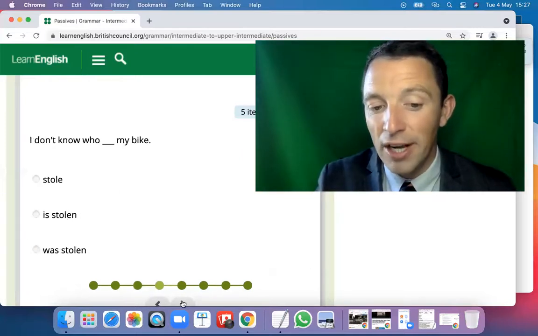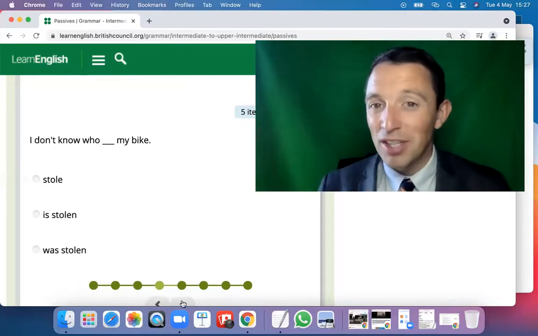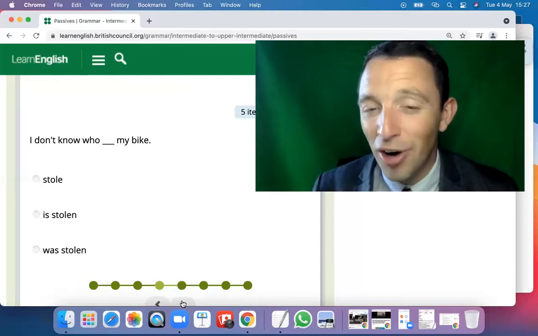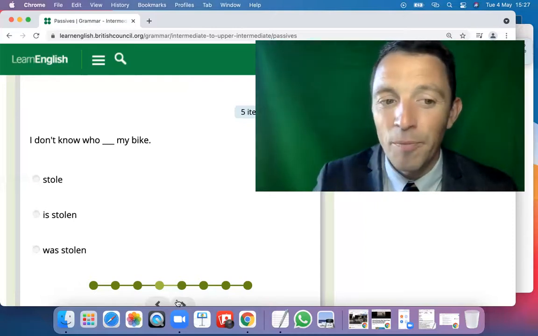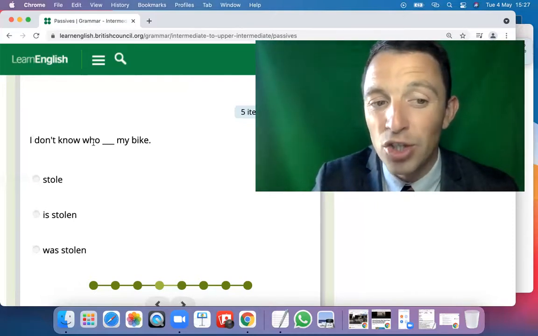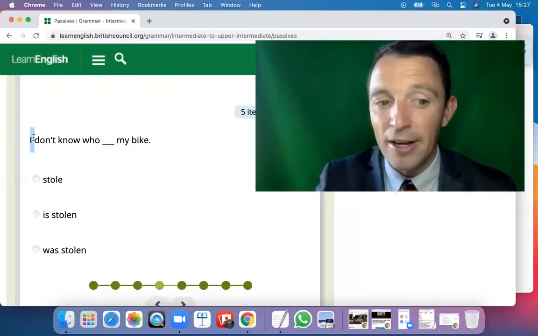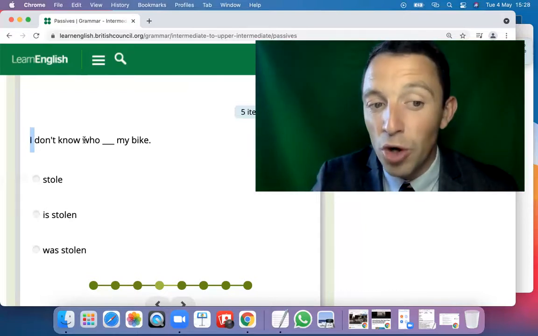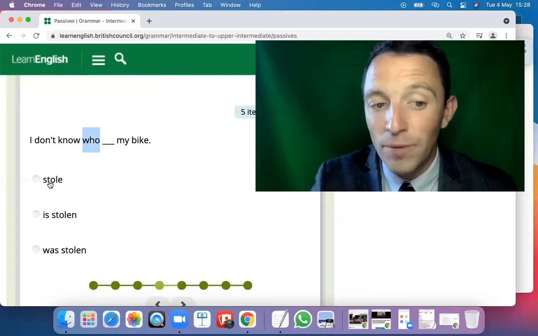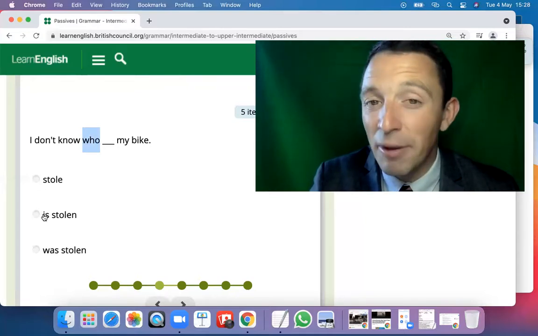Okay, so number 4, we have 8 questions. It's possible we have some incorrect, but we can try. And this is question 4. So I don't know who something might bike. The focus of this sentence probably is I, and the negative, I don't know who. We have stole. So this is the past simple. Is stolen is a structure of the passive.